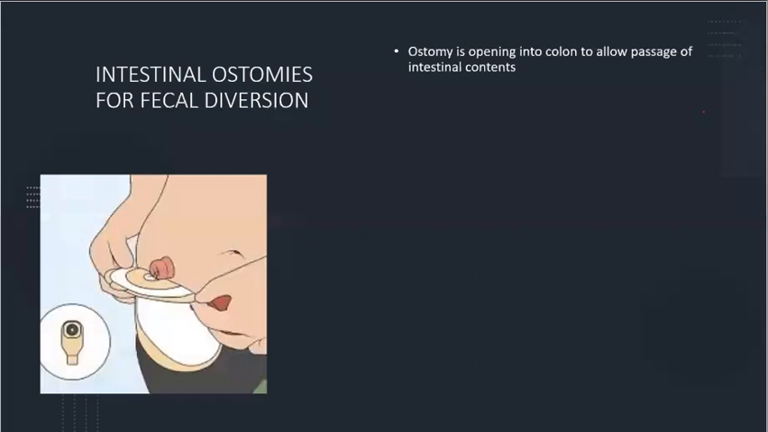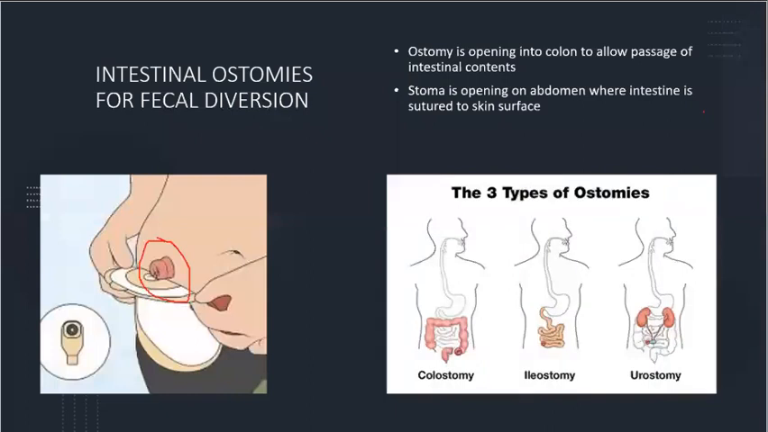So again, we said ostomy is opening into the colon to allow passage of intestinal contents. And again, a stoma is an opening on the abdomen where the intestine is sutured to the skin surface. So that would be a stoma there. Most times we can do this for cancer of the colon or diverticulitis or intestinal obstruction. And these are common types of ostomies.